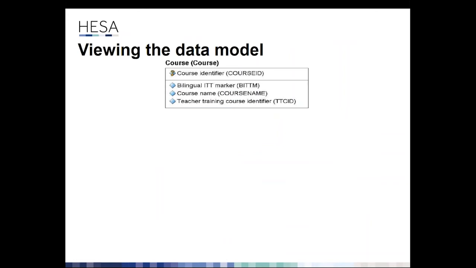So starting here looking at the course entity, you'll see on every entity in the data model the box that contains the fields is split in two. Any fields that are above the line are the primary key for that entity. So that is what uniquely identifies that entity. In this example, we've got the course entity, which is uniquely identified by the course identifier. In some entities, it's more than one field, but in this case, it's your own course ID that uniquely identifies a course. And then below the line, we have all of the other fields that make up that entity.